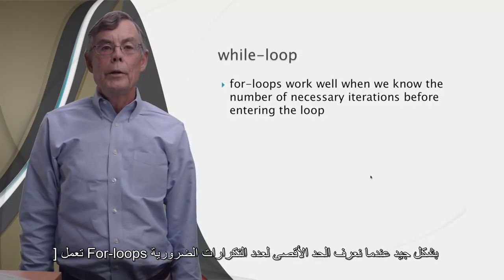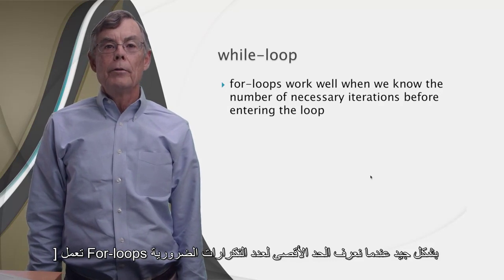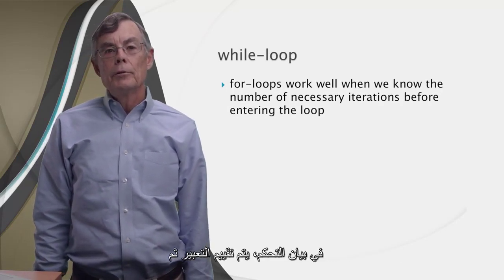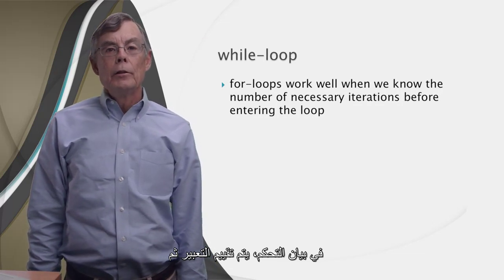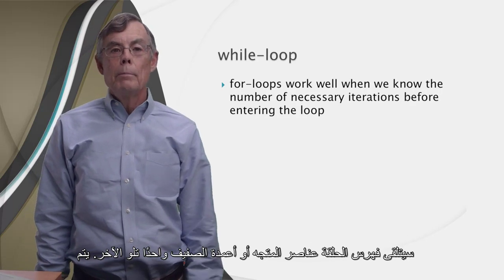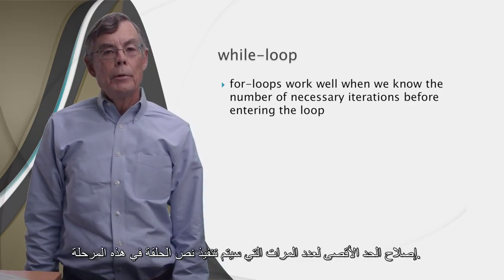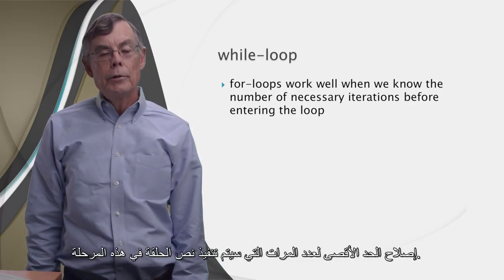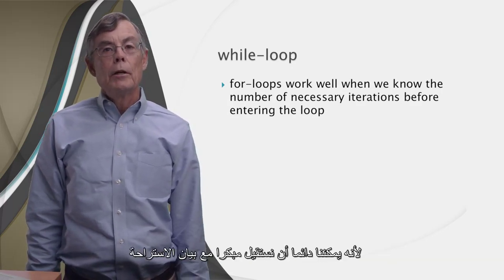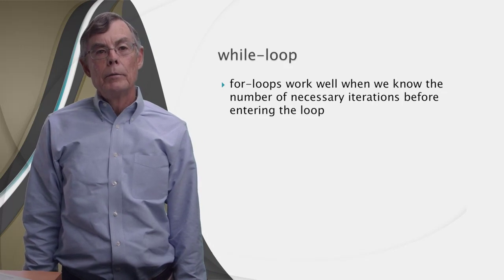For loops work well when we know the maximum number of necessary iterations before entering the loop. In the control statement, the expression is evaluated, and then the loop index will receive the elements of the vector or the columns of the array one by one. The maximum number of times the for loop body will execute is fixed at this point. Why maximum? Because we can always quit early with a break statement.